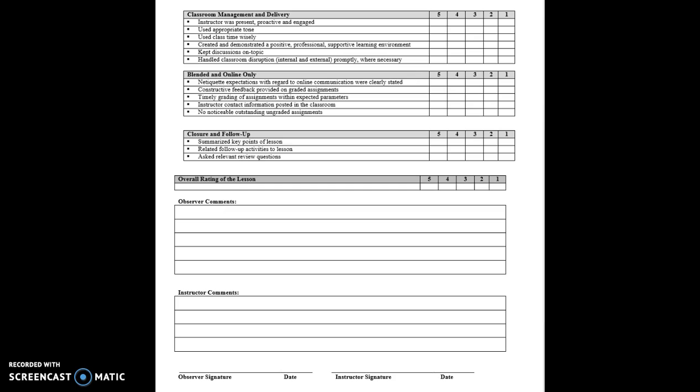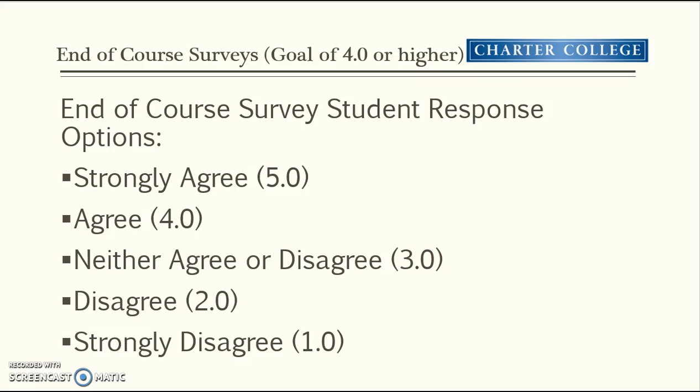Your overall rating of the lesson will be indicated here with your goal of scoring at least 4 or higher. It will have observer comments as well as instructor comments, and it will require both the signature of the observer and the instructor. Students will be asked to fill out an end-of-course survey at the end of every module. Your goal is to score a 4.0 or higher, where 4.0 is an agree and 5.0 is a strongly agree.